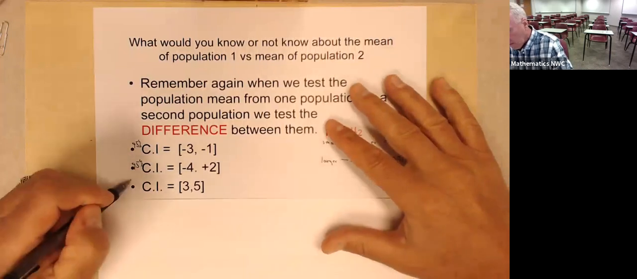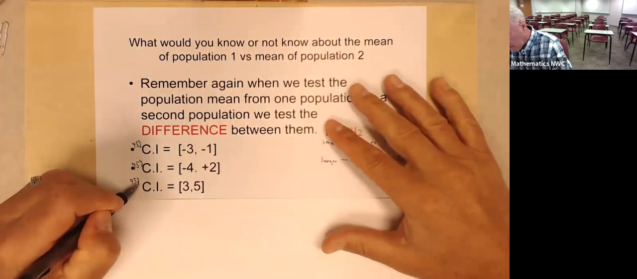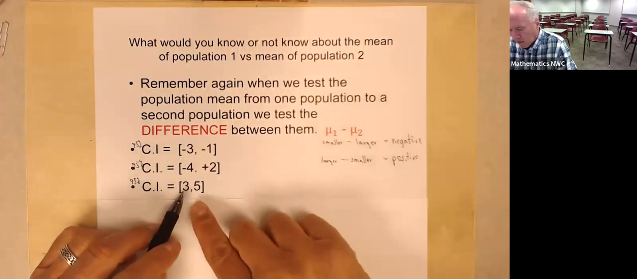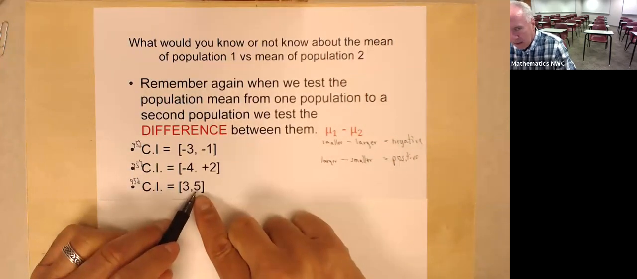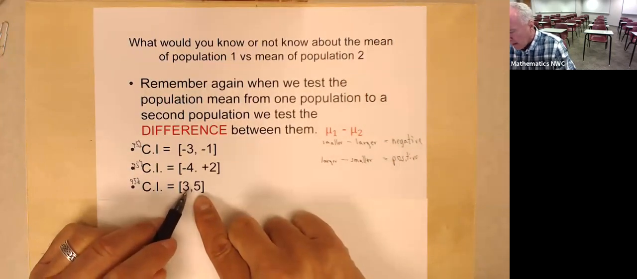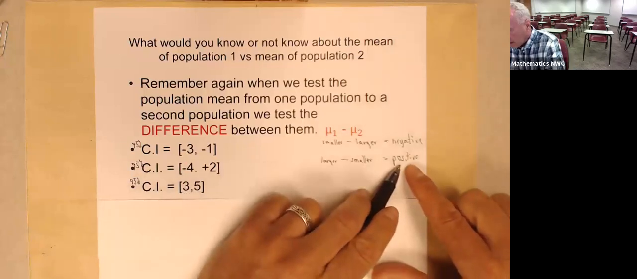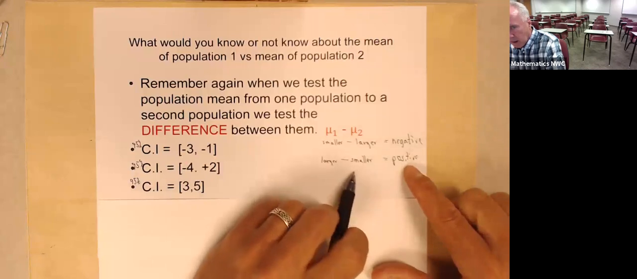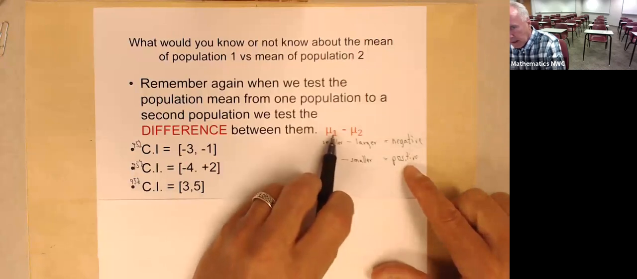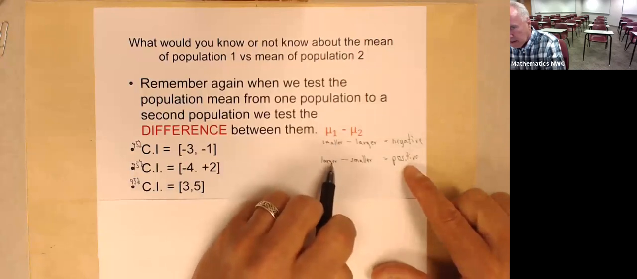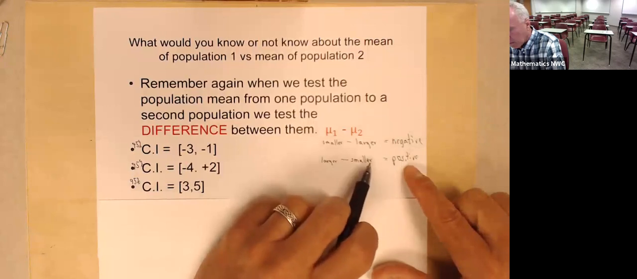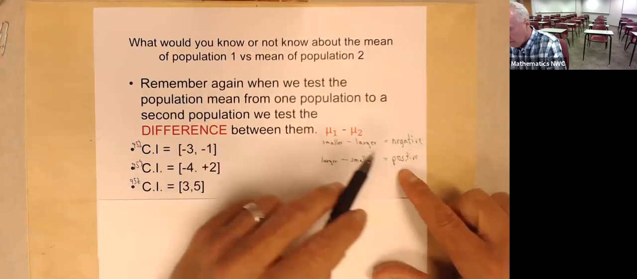Finally, if I have a 95% confidence interval, and it goes from a +3 to a +5, entirely positive, that means that it falls entirely in this second setting, which means the first population had to be larger, because a larger number minus a smaller number will always give you a positive.